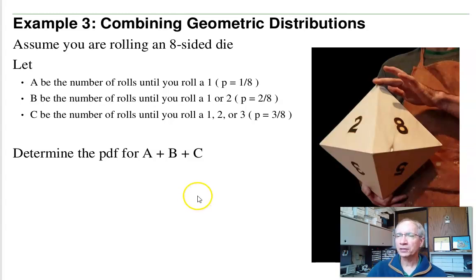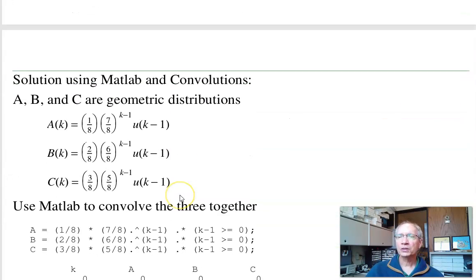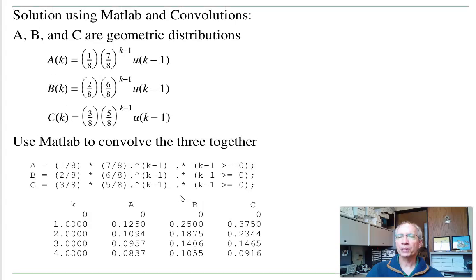Well, that's the Pascal distribution. This is where z-transforms really shine. This is the PDF of A, exponential, PDF of B, PDF of C. In MATLAB, I can grind out what those are equal to. Just have k go from 0 to 100. And here are the values of a, b, and c.